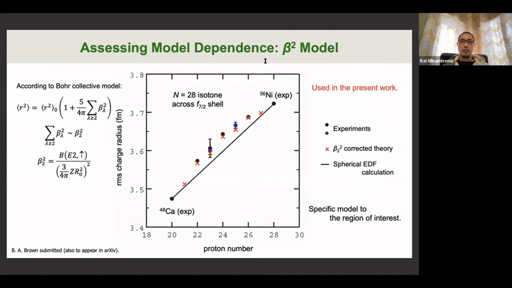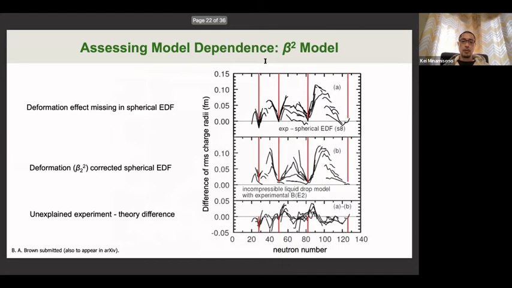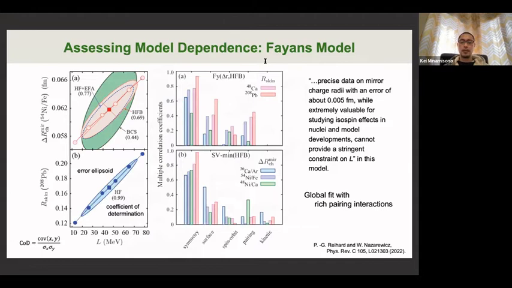So what I said was, there's a model dependence. In this model, the beta to model, we see clear correlation. But once we include the rich pairing interaction here, we lose the strong correlation. But there is correlation. It's not one. It is still related to the L. So their claim in this paper is it's not possible to set a stringent constraint on L.